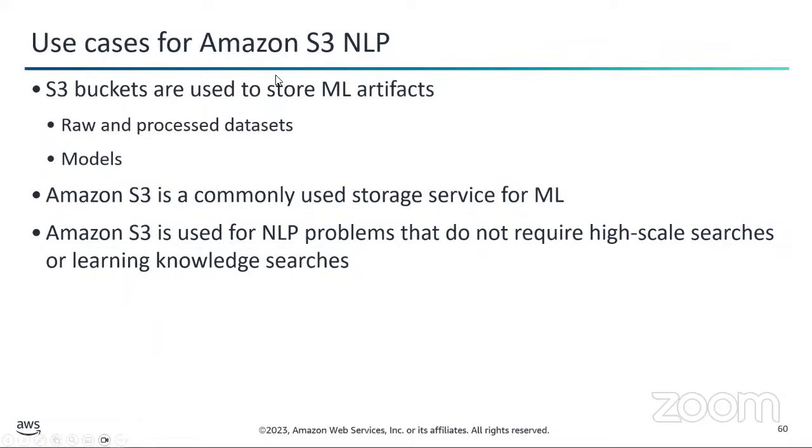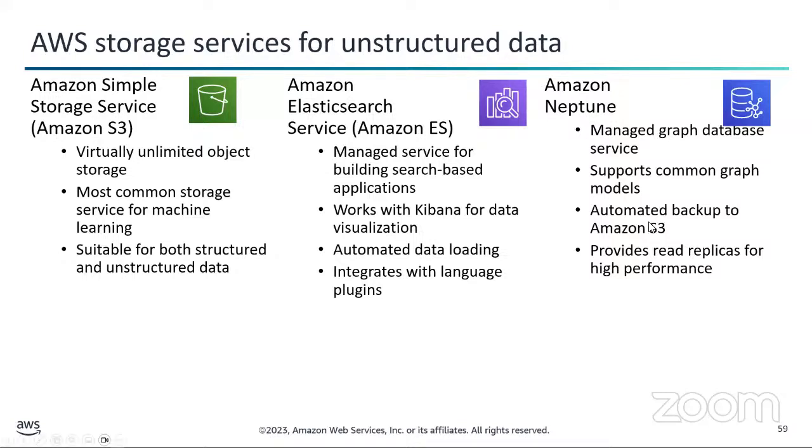Now, for natural language processing, S3 buckets or folders are used to store the machine learning artifacts like the raw data, the processed data, and your data models. It's a commonly used data storage service, very cheap, used for NLP problems that do not require high-scale searches or knowledge searches. For those, we will need other services like Elastic OpenSearch or Neptune, and there are some more.